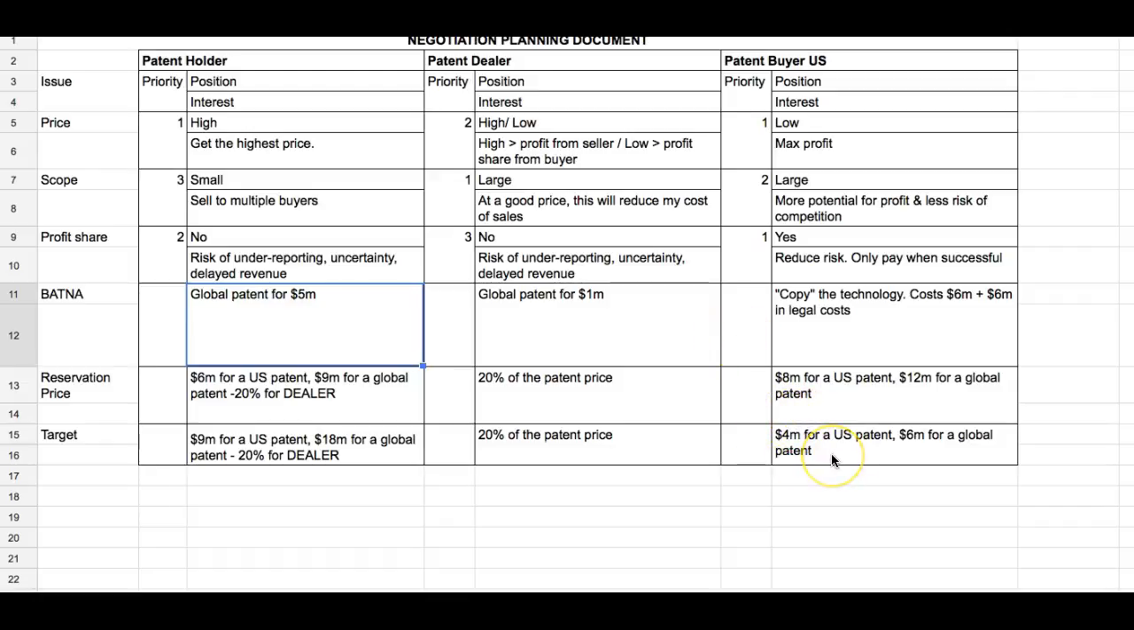I have a question. For the buyer in the US, in the BATNA, you have to copy the technology. It costs 6 million, right? Yes, the legal cost is 6 million. Is it the global legal cost or the legal cost within the United States? Global legal cost. Total legal cost. Okay. So this can never be more than 12 million, of course. Then the target is to buy this for 4 million for a US patent or 6 million for a global patent.